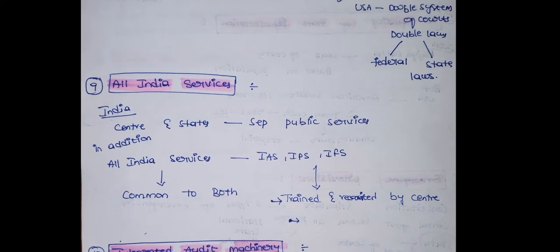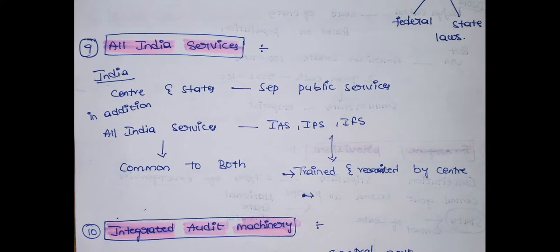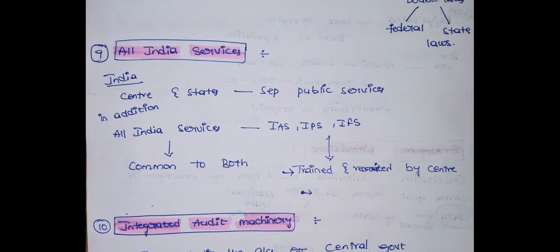And all India services. In India, state and central governments have separate public services. Apart from that, in addition, all India services are also there, like IAS, IPS, IFS. These all India services are common to both the central and state governments, but they are trained and recruited by the central government only. This is one of the unitary features in India.